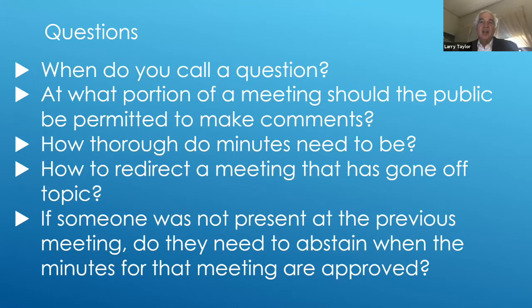So the first one is, when do you call the question? As I just stated, this is when you want debate to end because it's getting redundant, or maybe it's getting late in the evening, or for whatever reason. So you can end debate by a 2/3 vote, and it requires 2/3 to vote because you're curtailing people's right to debate.